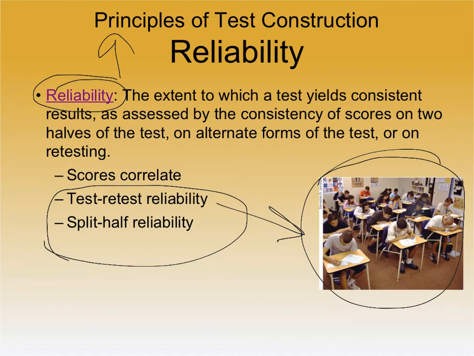Taking the same test over and over and over again would be test-retest reliability. But what if we want to just give them the test once? How do we test reliability? We can do that through split-half reliability.